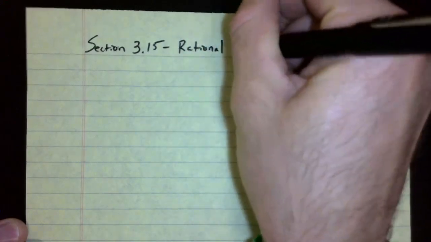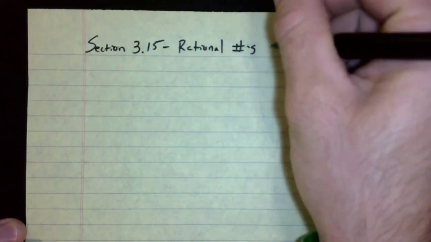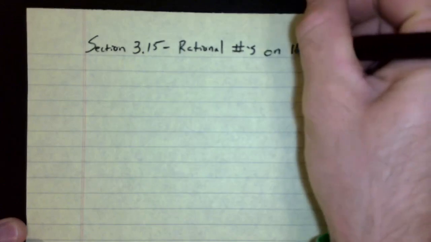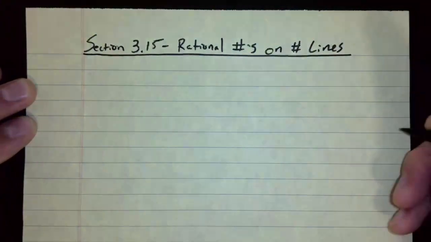All right, the section of your notes will be section 3.15, rational numbers on a number line. Section 3.15, rational numbers on number lines.